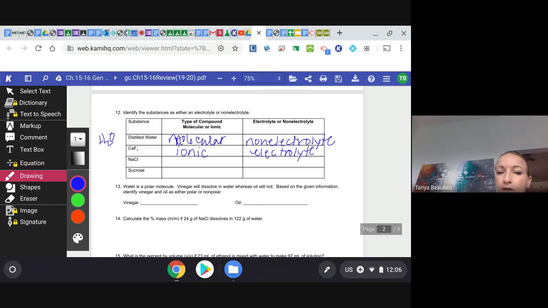Sodium chloride starts with a metal. It is going to be ionic. And because it's ionic, it will dissociate in solution, which means it will be an electrolyte. And then sucrose is C12H22O11. This was also a substance we tested. Sucrose is sugar. Starts with a non-metal, and we saw before that it was molecular. And that would make it a non-electrolyte.